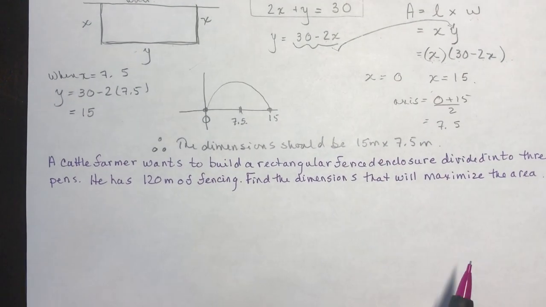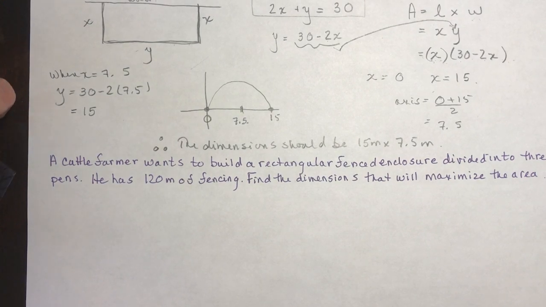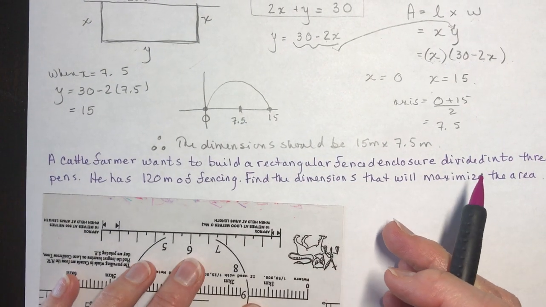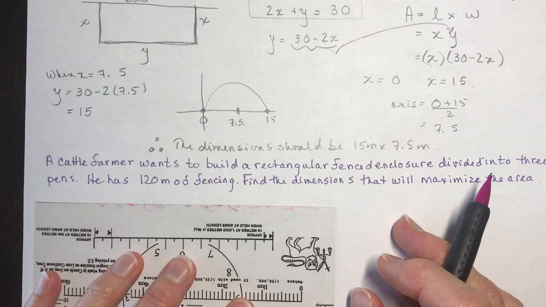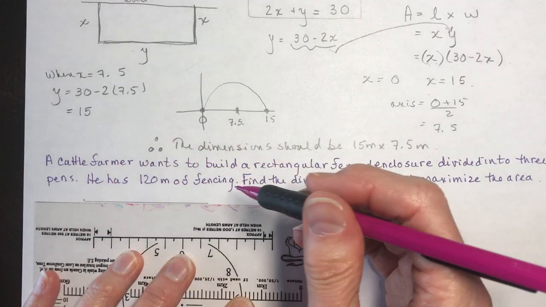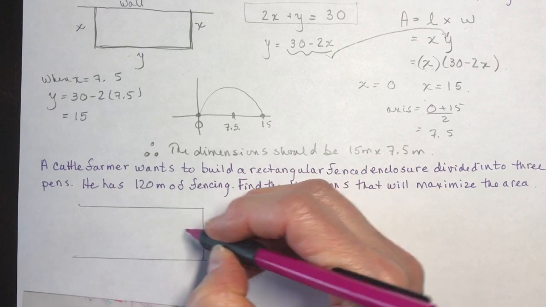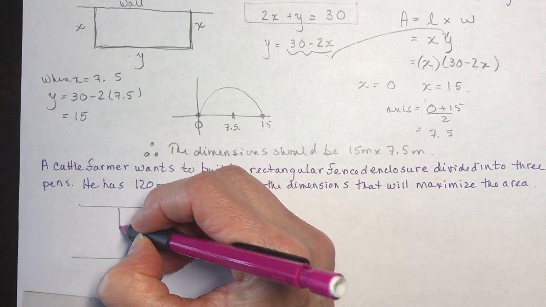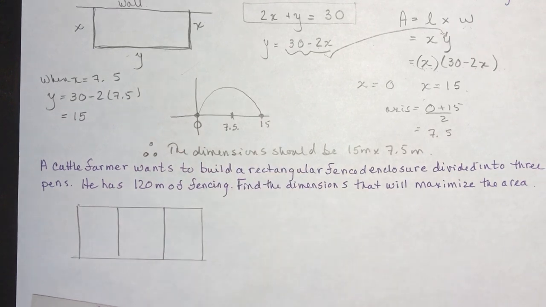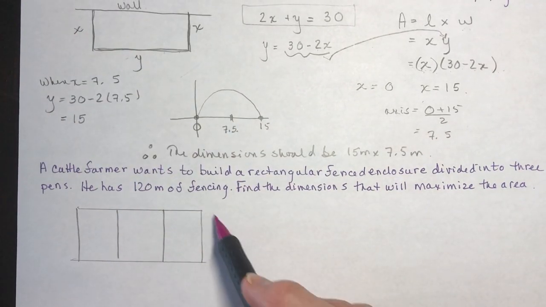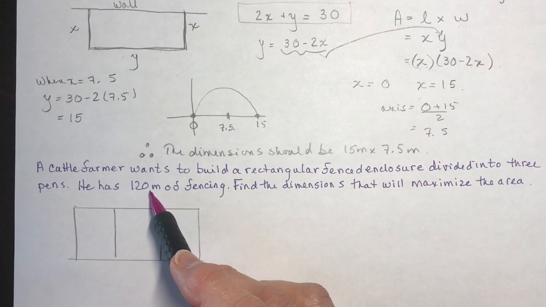Okay, and the very last one here I'm going to do for you is a cattle farmer trying to make three pens with 120 meters of fencing. So this time there's no wall. There's no wall happening here at all. We just have three pens. So one, 2, and 3. So he wants to build this type of fencing, and he has 120 meters.